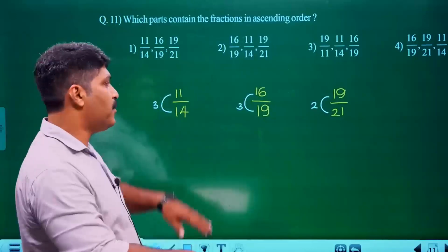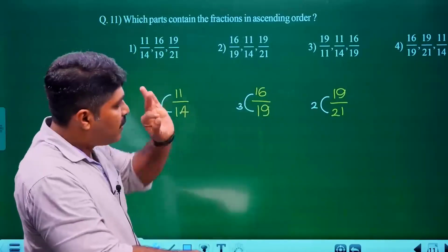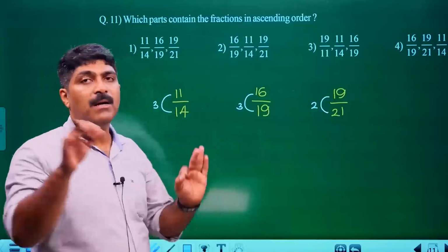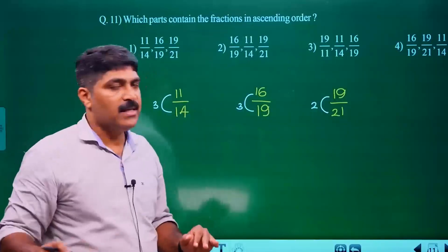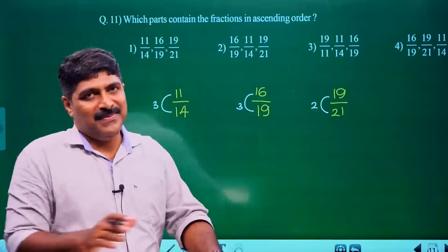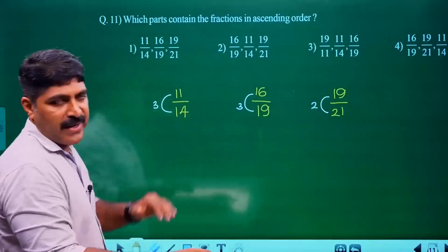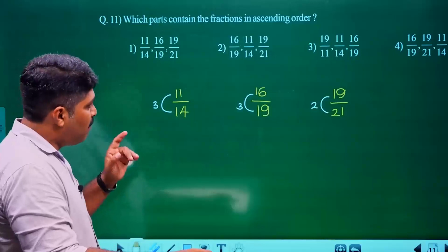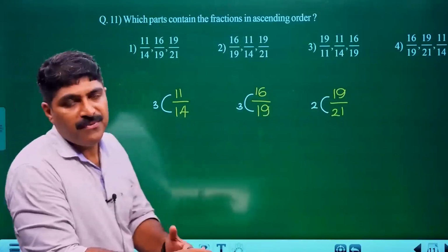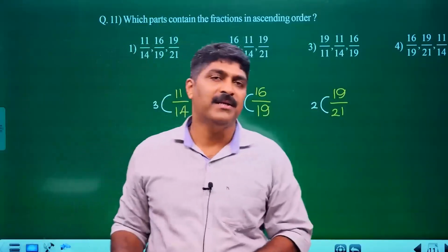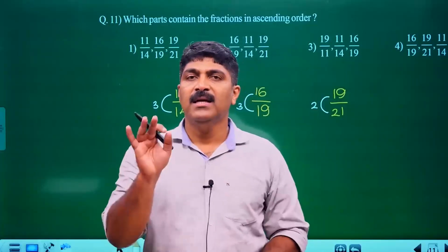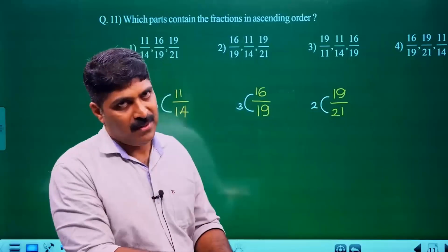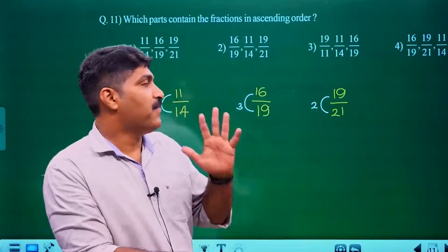Here, these first two fractions. First of all, we have to understand these fractions are of the same nature. That means these all are proper fractions. Which are proper fractions? Numerator is less than the denominator. Clear? So if proper fractions have a common difference between the numerator and denominator, then the least fraction contains the least values.